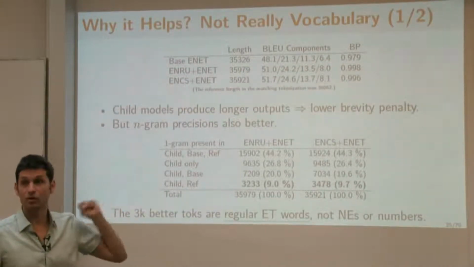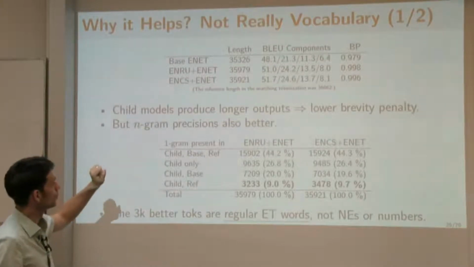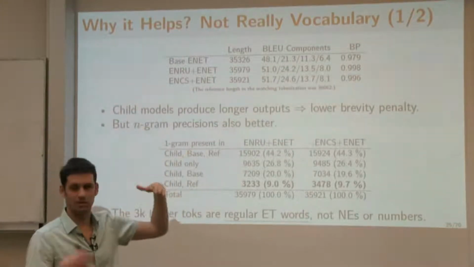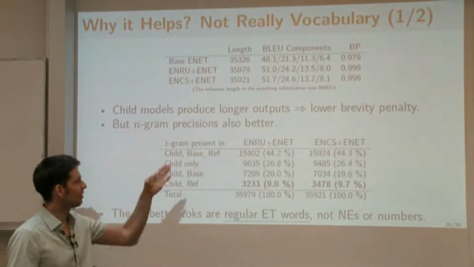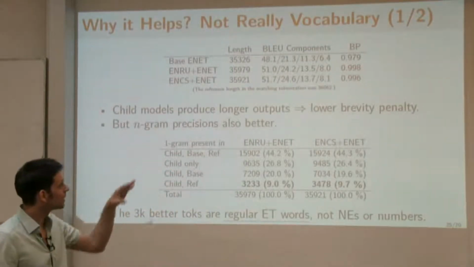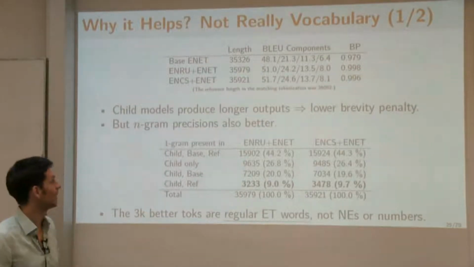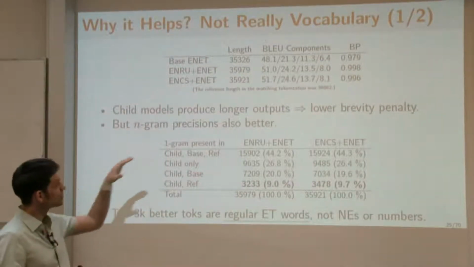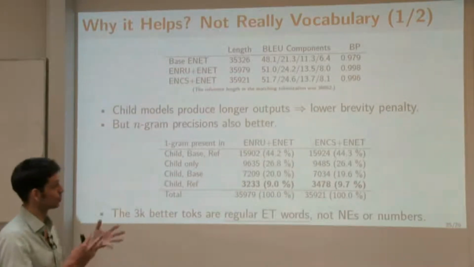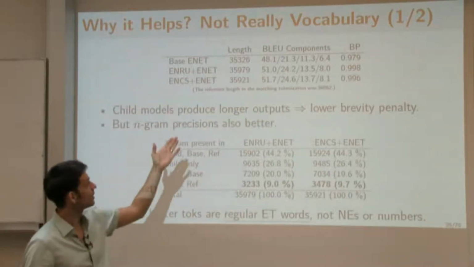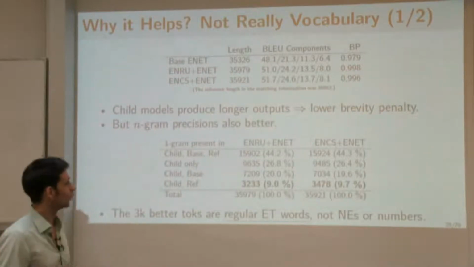So one thing that we noticed is that the child produced longer outputs. So the BLEU score, which we use as our evaluation measure, strikes a lower brevity penalty. So that is already a little benefit. But it was not the only benefit. It was not just that the child would produce long enough sentences to score well. The child also had good words, better words.